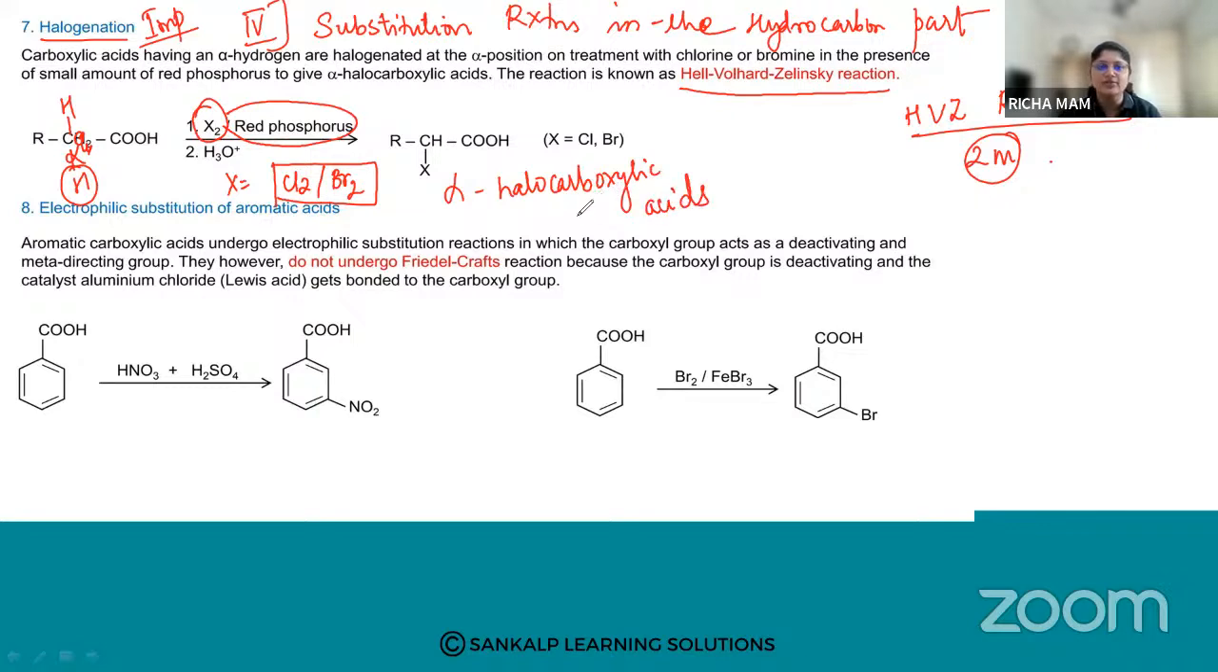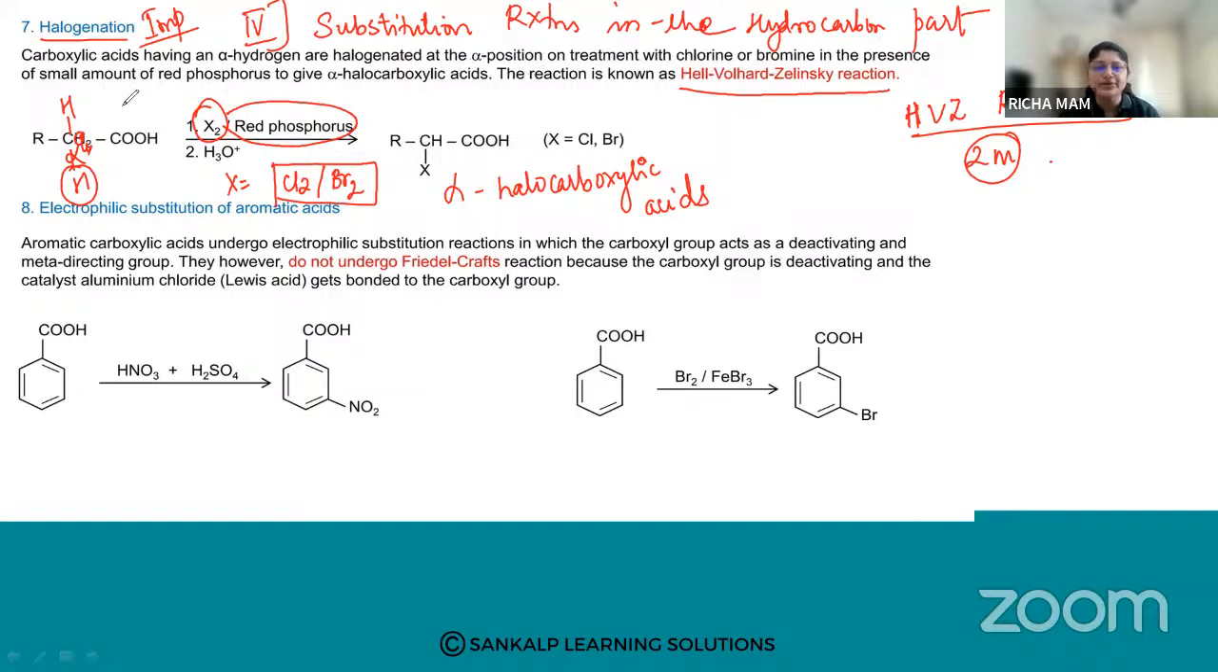One of the hydrogen atoms will be replaced by what? Will be replaced by your halogen atom. Okay, so this reaction is called the Hell-Wohlhard-Zelensky reaction. Carboxylic acids having an alpha hydrogen are halogenated at the alpha position.